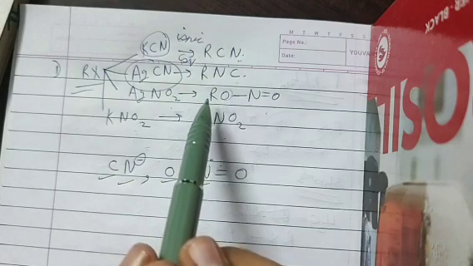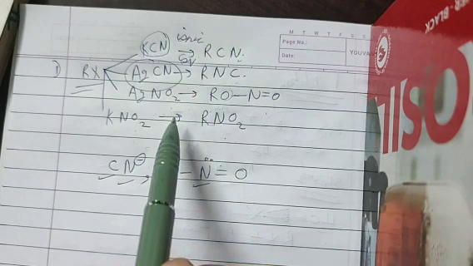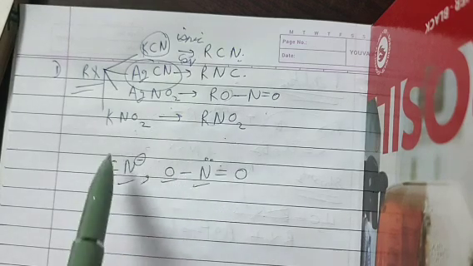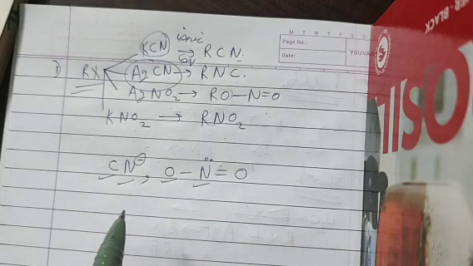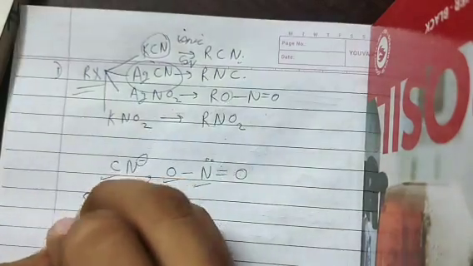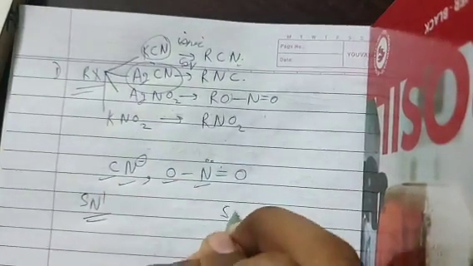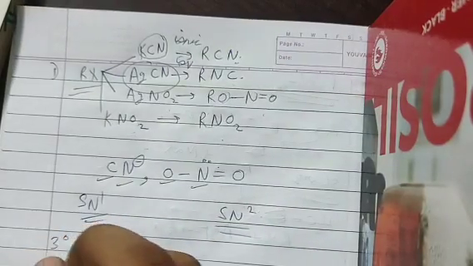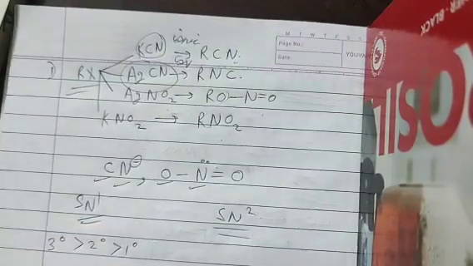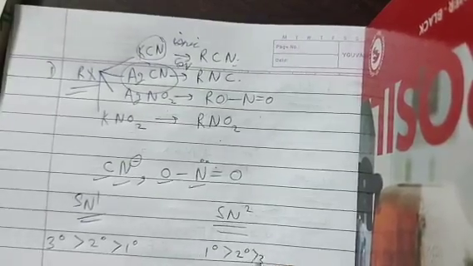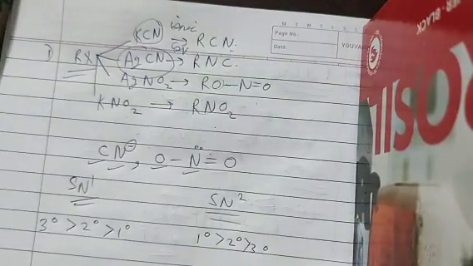Next we are going to study SN1 and SN2. The mechanism of these nucleophilic substitution reactions can be understood by SN1 and SN2 reactions. I'll be teaching this in short. In the case of SN1, the reactivity order of the alkyl halide is tertiary, secondary, primary, and for SN2 it is primary, secondary, tertiary.